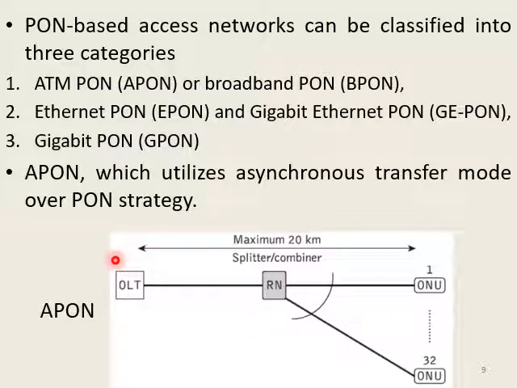The total distance that can be covered from the OLT to the ONU with APON is a maximum of 20 kilometers. So the PON structure established under the optical fiber access network can cover a range of around 20 kilometers. So this is about APON, and how we can establish it with respect to this diagram.